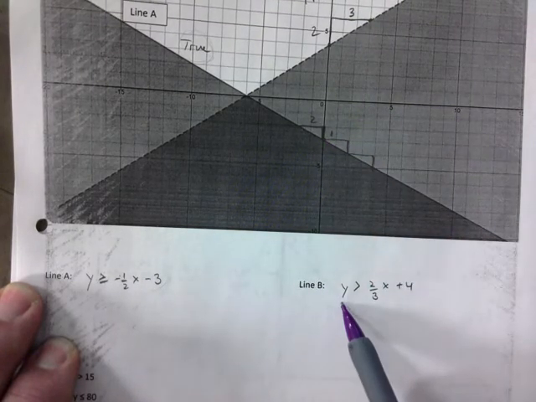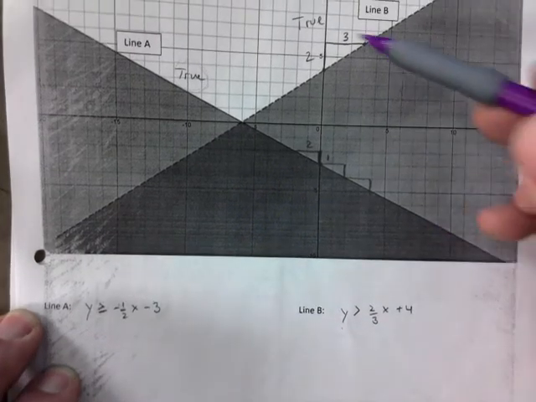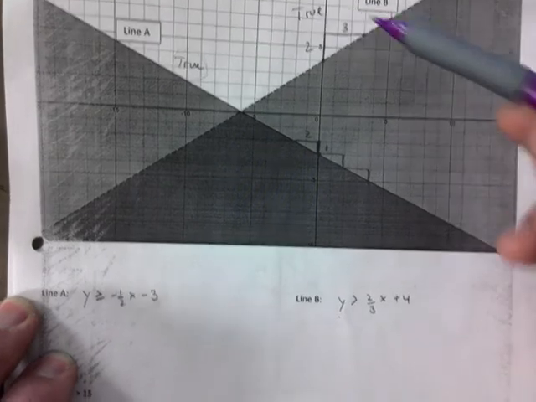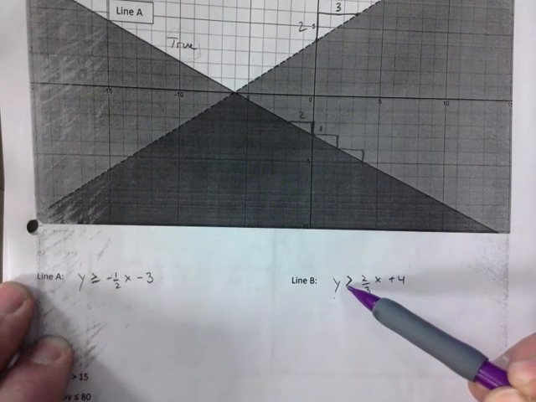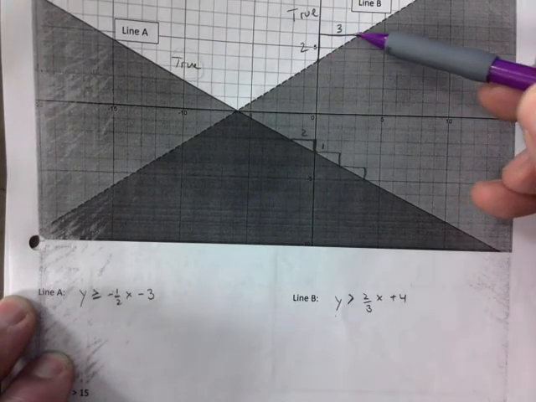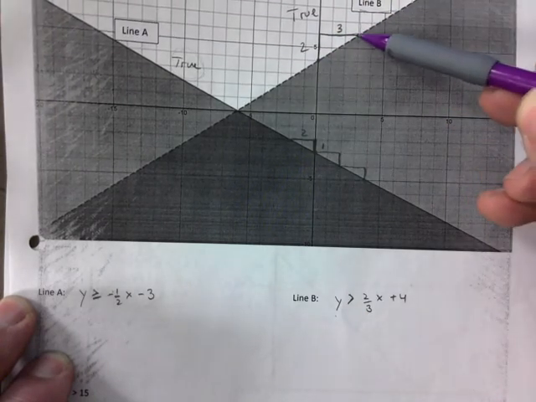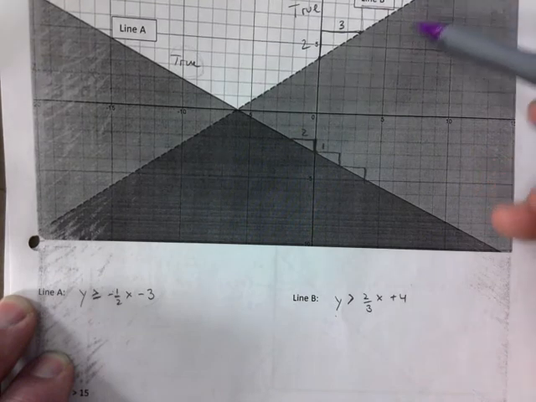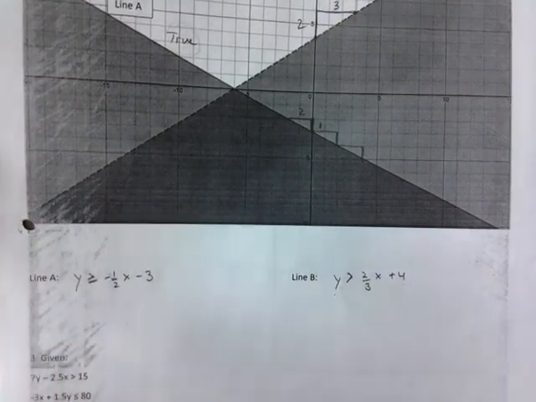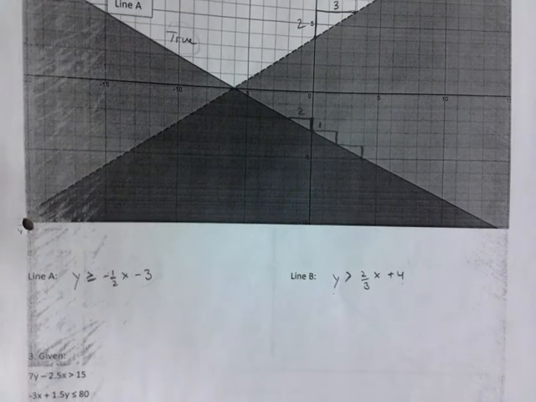For line B, the true region is also above, right? Because if this is shaded, then true region is above. So it should be greater than only because it's dashed. And if you look at your slope, it's 2/3, right? Rise of 2, run of 3, and a y-intercept of 4. So you get 3 marks if you have them both correct.